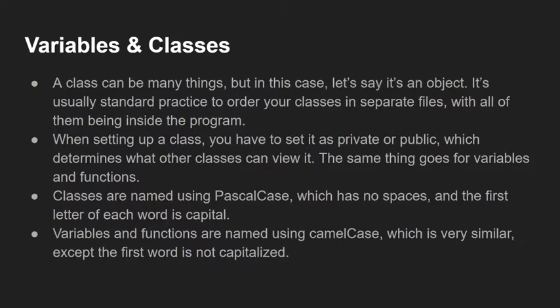So, first off, variables and classes. A class can mean many things, but in this case, let's just say it's an object. It's usually standard practice to order your classes in separate files, but you don't have to do that. Usually, all the files are inside the program, and each file can interact with each other in a sense. When you're setting up a class, you need to set it as private or public, which determines what other classes can view it. Same goes for variables and functions, of course. They're very similar in how they're set up, which makes it a lot easier to learn them.